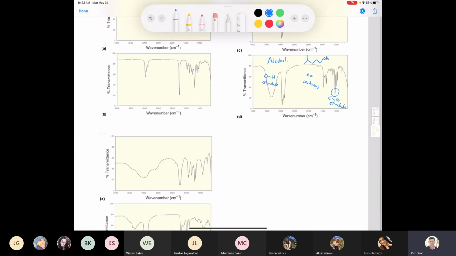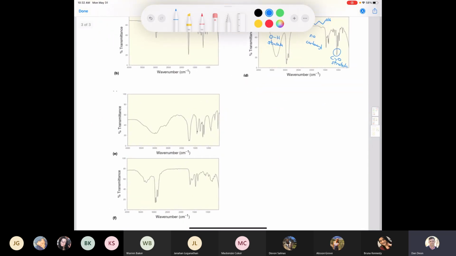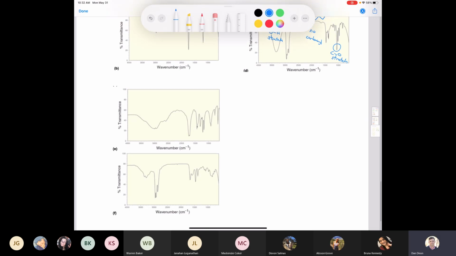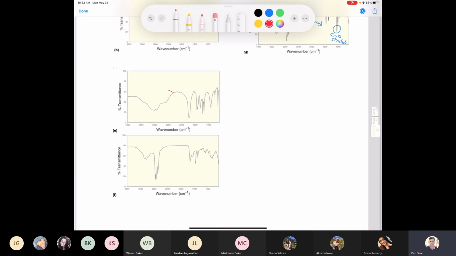Is there another one that's abundantly clear to everybody? I'd say there's another one that's a second lowest hanging fruit, maybe. Is there one that you see right away? Yeah, E, absolutely. You have this huge oxygen hydrogen stretch here in E. You've also got the carbonyl, and you've got the carbon oxygen stretch. So this is the carboxylic acid. This is called malonic acid. And if you studied biology, you might have seen malonic acid before.